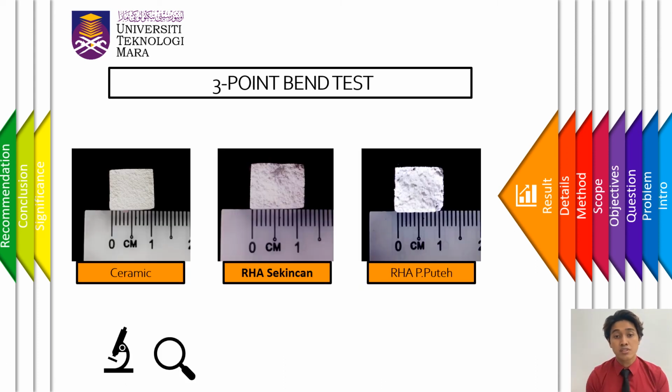These 3 figures show the surface of the sample materials' cross-section after the 3-point bend test. From rough observation, the ceramic sample has the smallest pore size and the most complex connectivity of pores. RHA Pasir Putih seems to have larger pore size than RHA Sekinchan. Maybe the pore size actually affects the strength of the materials.